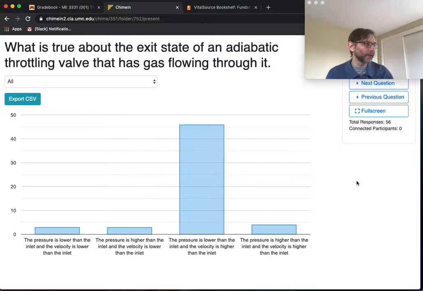If you see here, I had 56 total responses, which isn't bad considering the craziness of last week. We had a few people still kind of on the fringes here. So the idea is that, as I said, in an adiabatic throttling valve, which means there's no heat transfer, the pressure is lower than the inlet and the velocity is higher than the inlet, right? So the velocity is higher as it goes through.